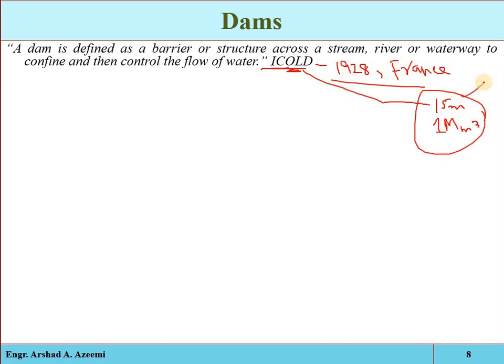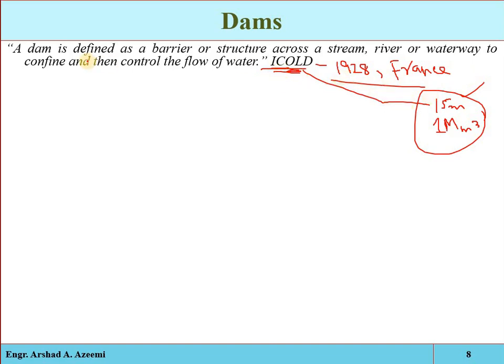We will discuss later, in the types of dams, that if its height is greater than 15 meters, or if it can store more than 1 million cubic meters of water, then it will be categorized as a large dam. So this is an international commission which deals with such types of large dams.